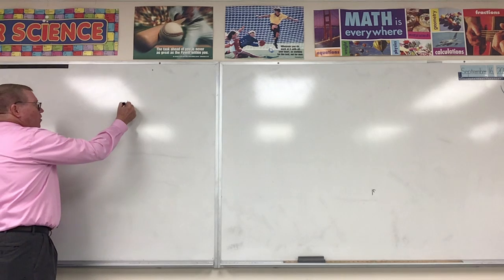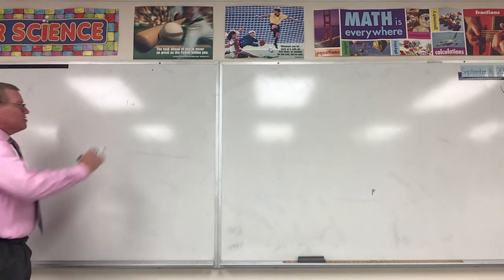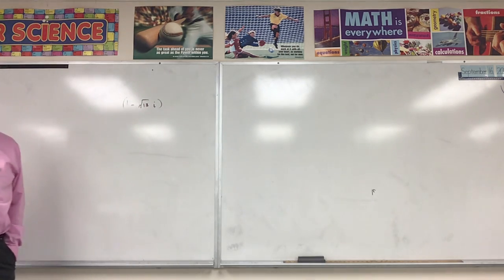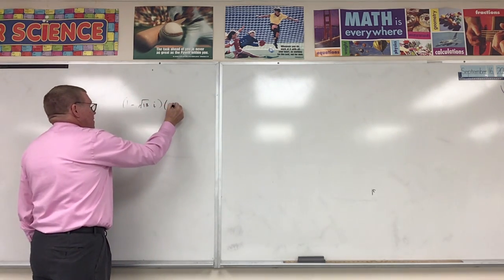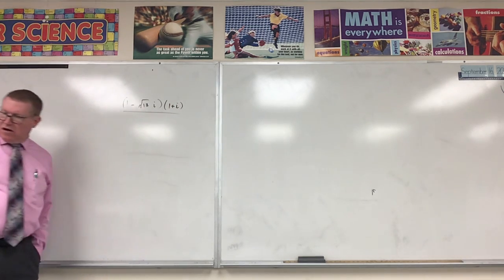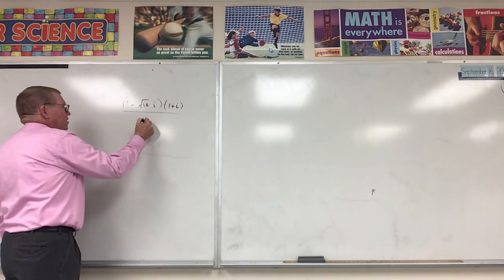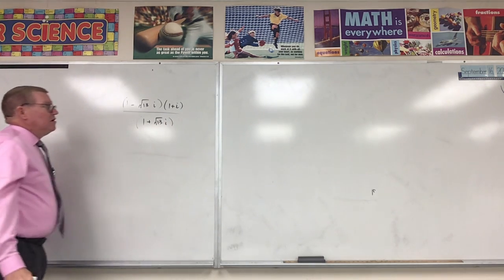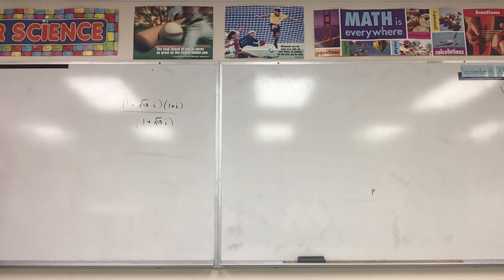All right, so we are 1 plus or minus square root of 13i times 1 plus i over 1 plus square root of 13i. It's gonna be fun. There's a couple ways you could do this. The easiest way, I think, would be to get rid of the i in the denominator first, because it doesn't really matter, it's going to come out the same.